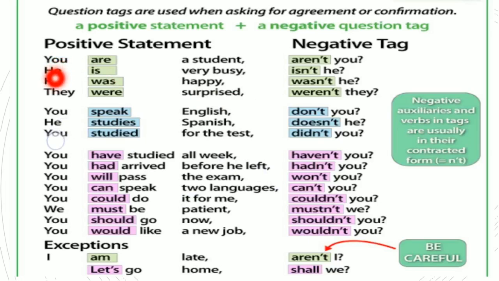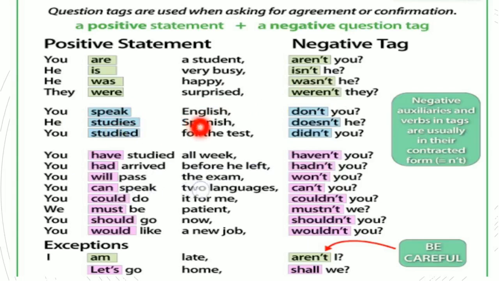Just examples. You are a student. The tag will come negative: aren't you? He is very busy. The tag will become negative: isn't he? He was happy. The tag becomes negative: wasn't he? They were surprised. So the negative tag will be weren't they?